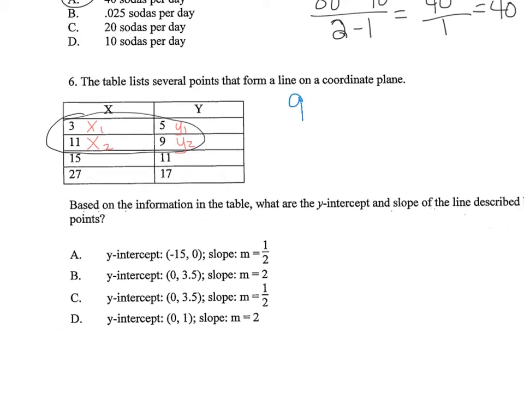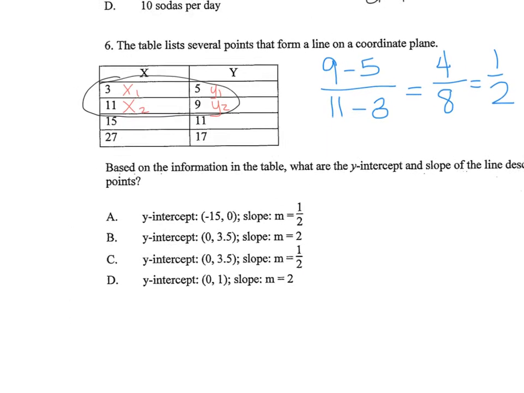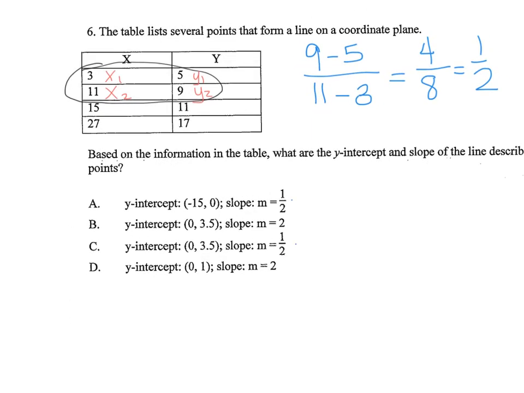So y2 minus y1 over x2 minus x1. So 9 minus 5 is 4. 11 minus 3 is 8, which would reduce down to 1/2. So my slope is 1/2. So I can eliminate B and I can eliminate D.